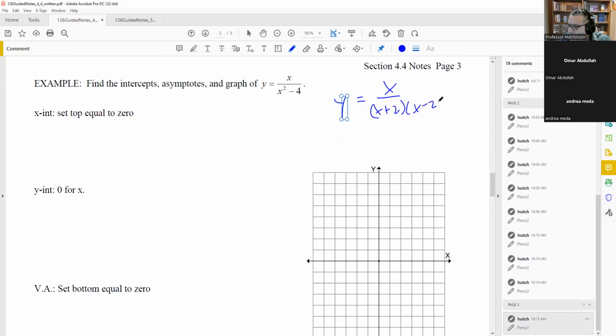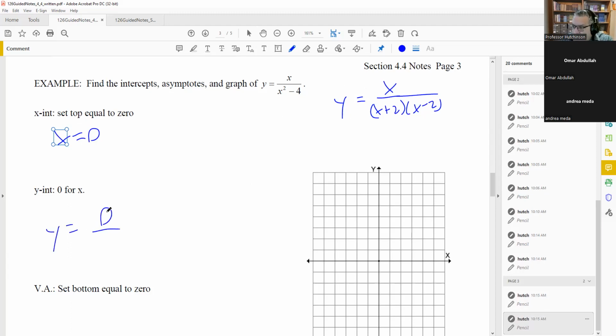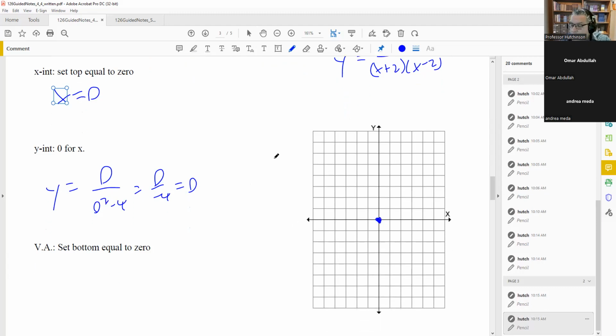Nothing cancels. So we go on, set the top equal to 0. Not much to do there. We just get x equals 0, and that's it. If you put a 0 in for x, you're still going to get a 0 here. 0 over -4 is 0. So our only point that's on the graph that we found was 0, 0. So it goes through the origin.